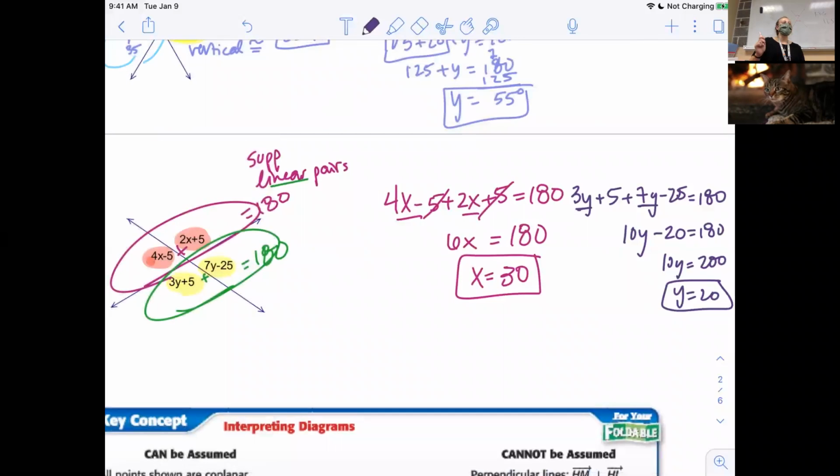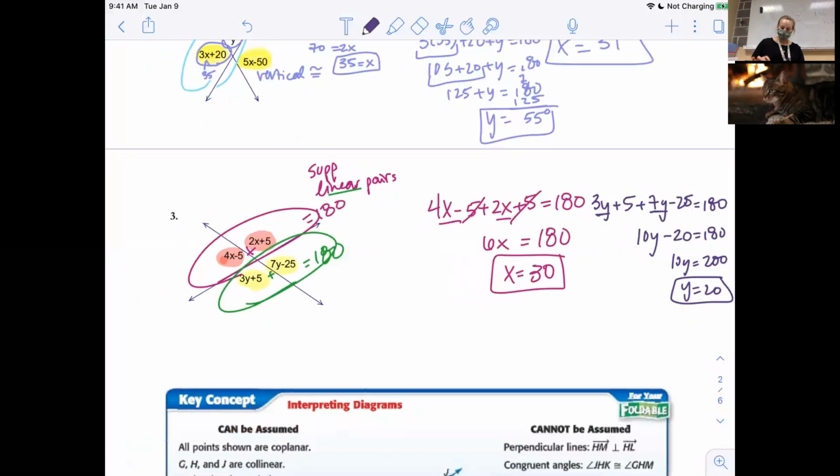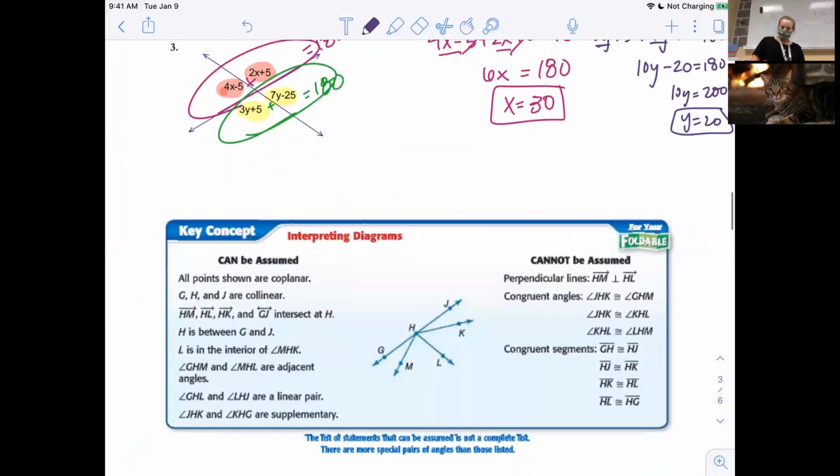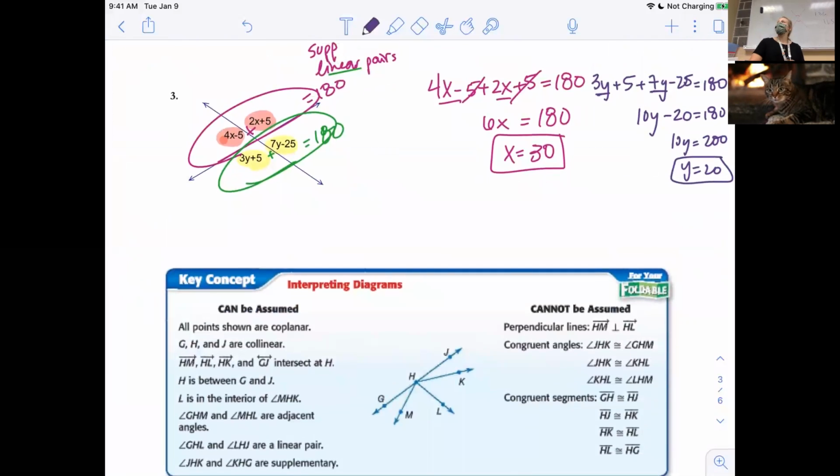So the whole thing that I think you guys will struggle with is going from the picture to the equation. So identify, are they vertical and thus congruent, or are they linear and thus supplementary? You want to figure out if you set them equal or add them up to 180. Those are kind of your 2 options. Okay, I'll leave that up so you can still see it if you're looking.